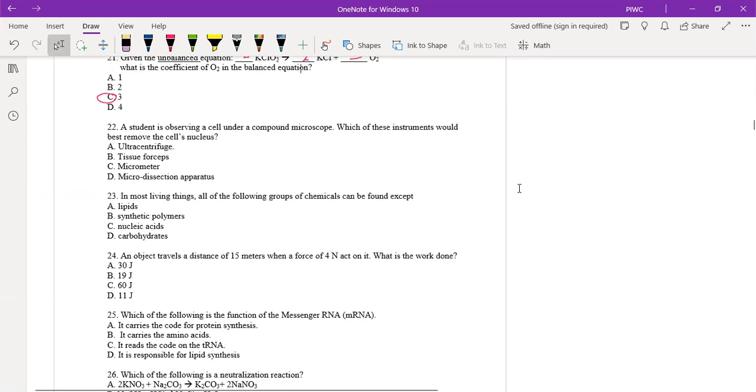A student is observing a cell under the compound microscope. Which of these instruments will best remove the cell's nucleus? I guess D. D, correct guess, because it's already in a microscope, so you need something micro. Good thinking. So micro dissection apparatus, tiny, for removing tiny objects.